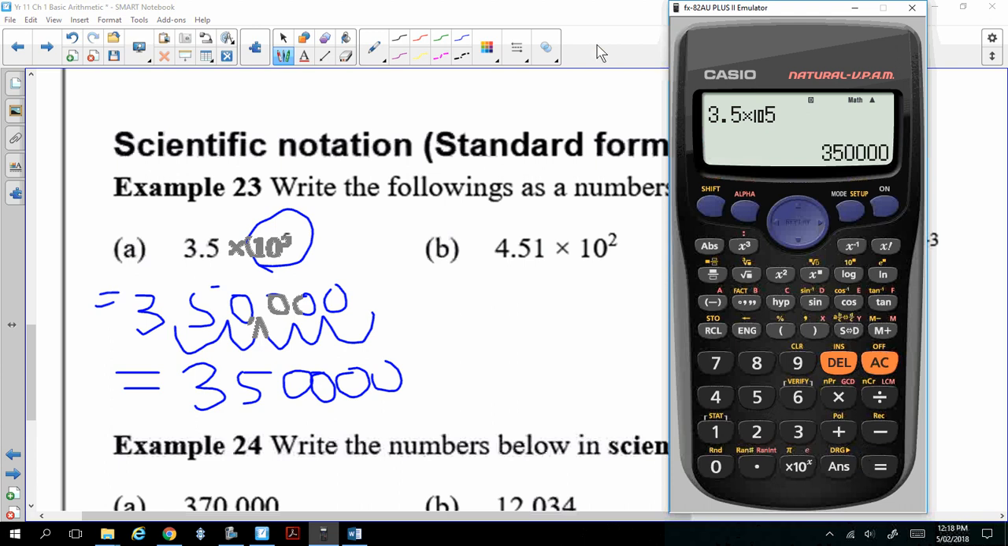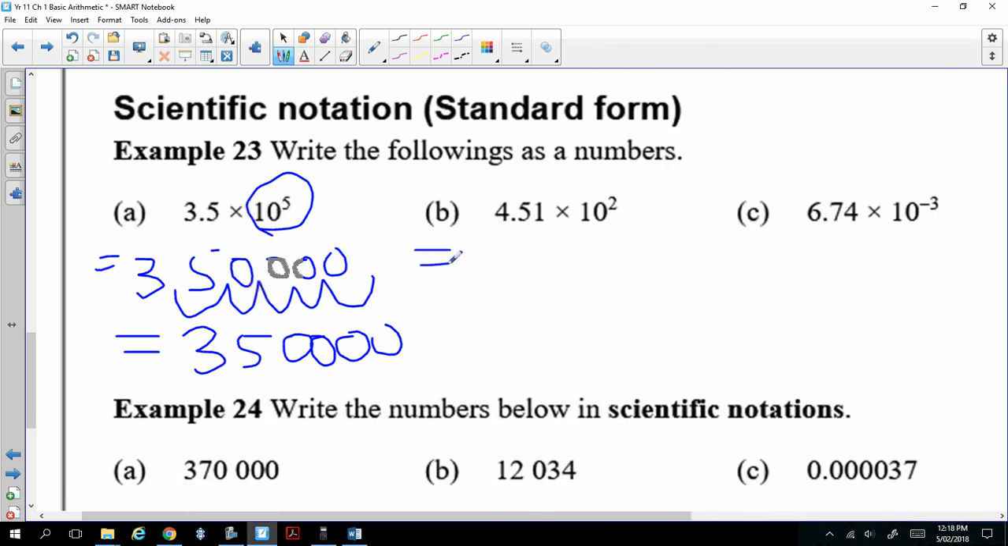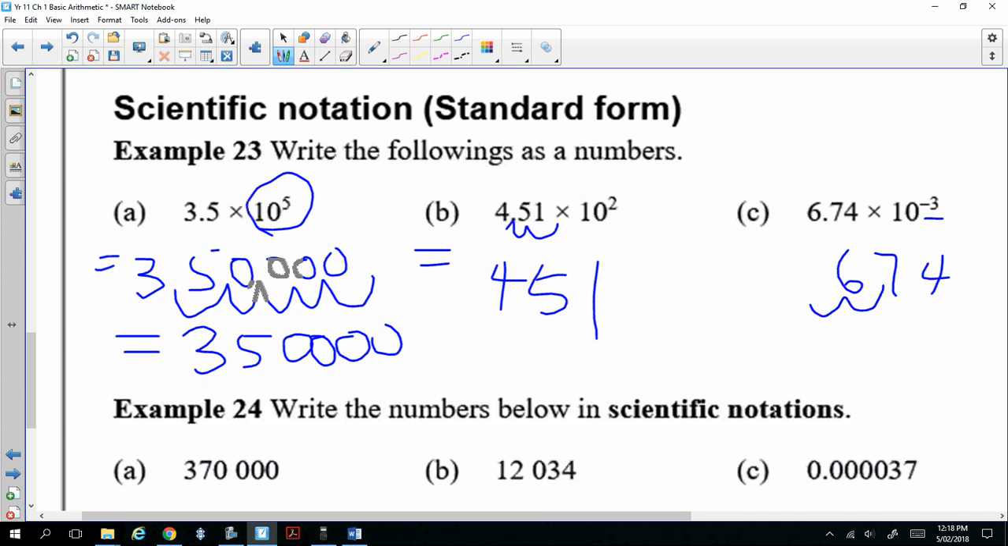Alright. Next one, just move the decimal place twice to the right. So you get 451. And if it's negative, you go to the left. So you go 1, 2, 3. 0.00674. Any question?